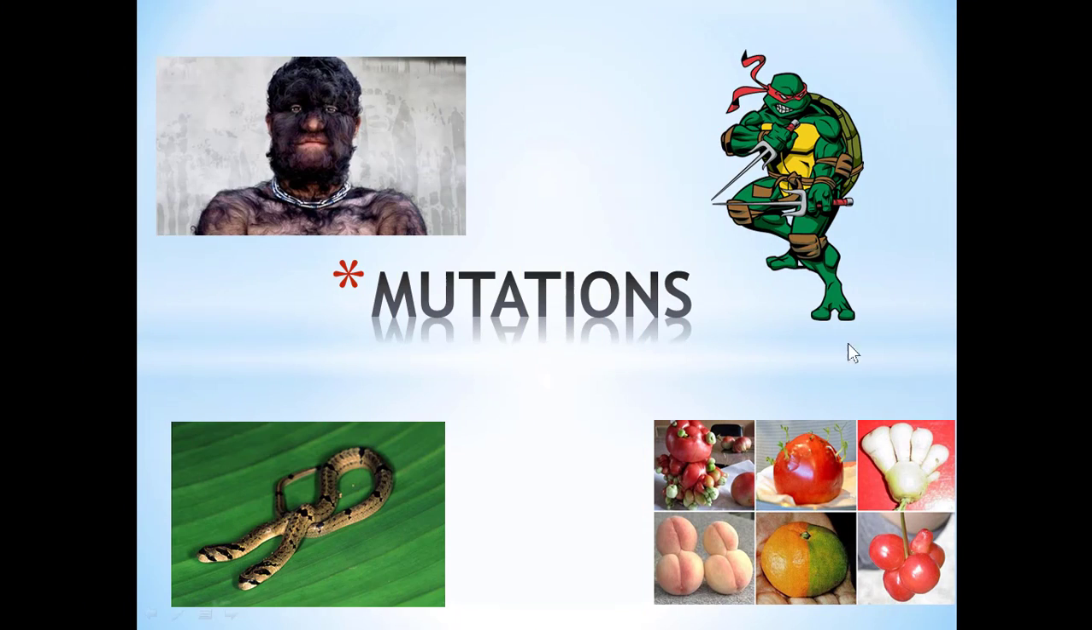As you see from these pictures, there are some organisms which have some changes in their normal appearance. For example, this man is very hairy, a snake with a double head, and some abnormal plants. So all of these pictures have something in common, which is called mutations.